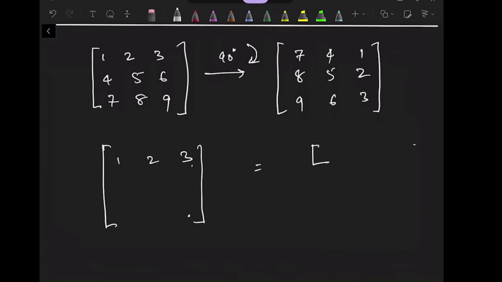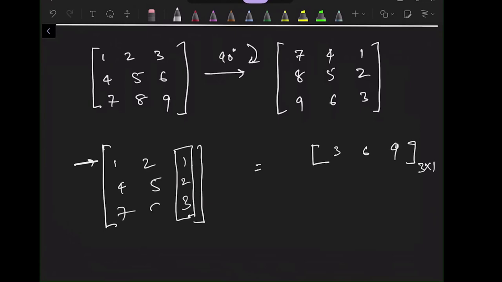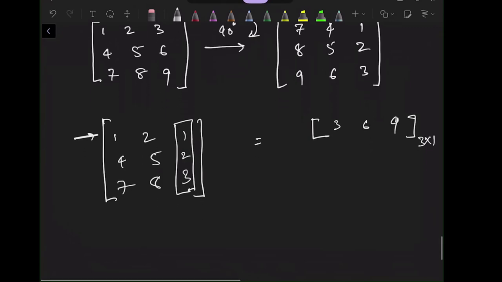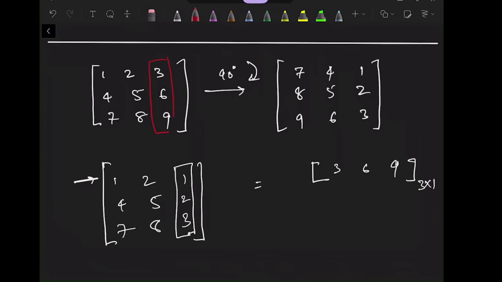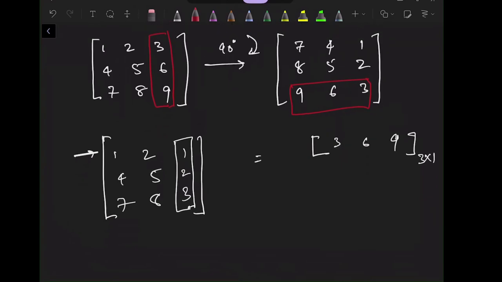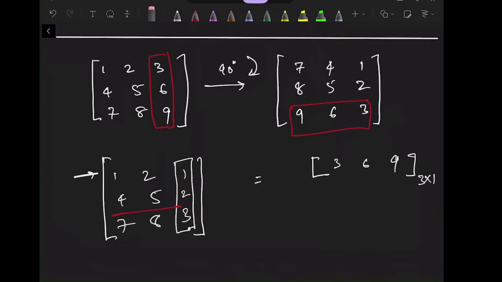I think we will be needing a 3 cross 1 matrix, where we will be saving the last column. The last column was 3, 6 and 9. Now what we do is we take this first row and put it as per our requirement. So this becomes 1, 2, 3, and the remaining will remain the same. And we have 3, 6, 9 here. Since we know this is the column and it comes here, we could directly place it here. We would be needing the remaining ones. Let me go, it's something cyclic.